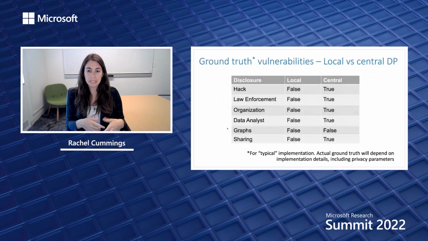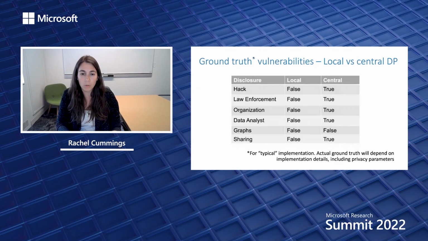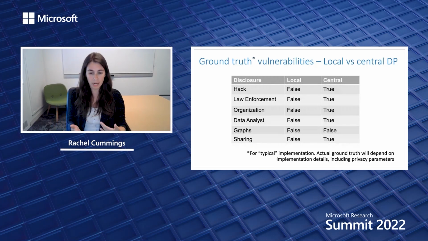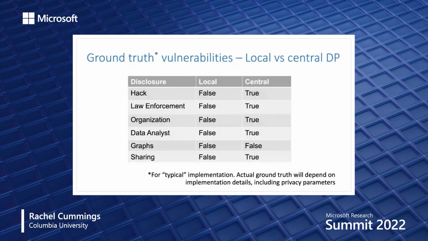And so of course you're going to see different ground truths under these two different models. And I have an asterisk here, which is important: the ground truth depends on some of the specifics. And so these are the ground truths for a quote unquote typical implementation under these models, but you might see different ground truths under different specific implementations. And so in this case, true means it's possible, not necessarily that it will happen, but rather it's possible, and false means that it is just information theoretically impossible.